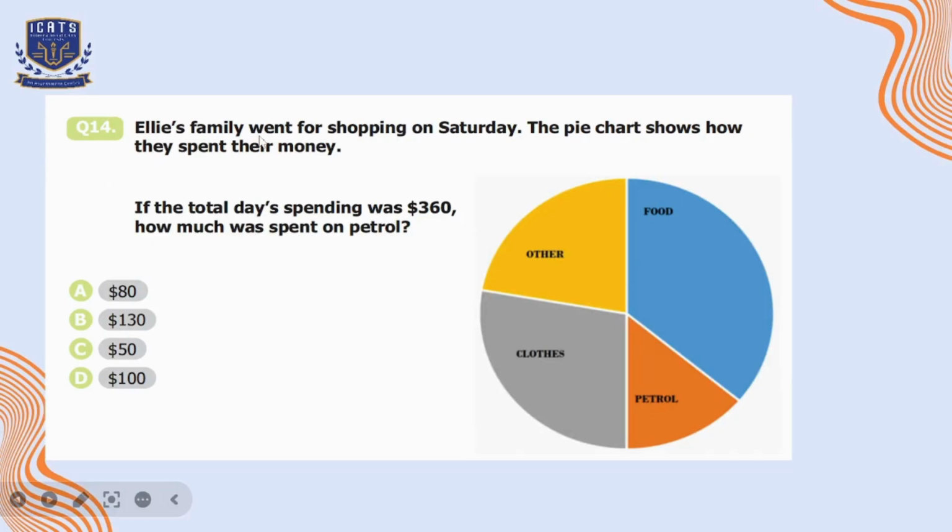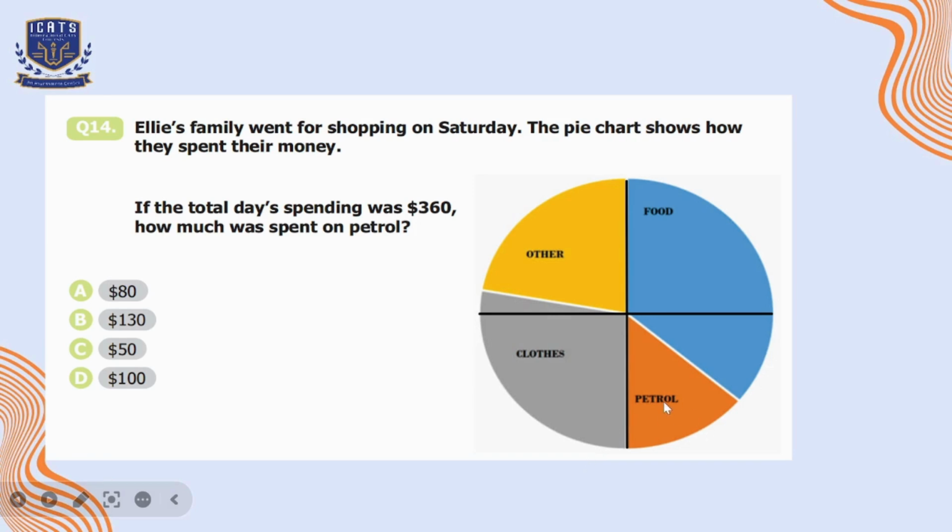Question number 14. Alice's family went for shopping on Saturday. The pie chart shows how they spent their money. If the total day's spending was $360, how much was spent on petrol? So as we can see, they spent $360 on Saturday, and there are 360 degrees in a circle. So if we divide this circle or pie chart into four equal parts, one part will be 90 degrees, and half of 90 is 45.